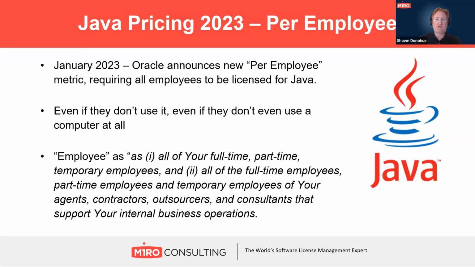That changed. In January 2023, Oracle announced that every employee requires a Java license if anyone is using licensable Java at your organization. And when I say every employee, I mean even if they don't use Java, even if they don't use a computer. If you have an employee who does nothing but sweep the floor, that employee needs a Java license. And it's not just your employees. It's everybody who's associated with you: full-time, part-time, temporary, your contractors, your agents, your outsourcers, your consultants, your dog.